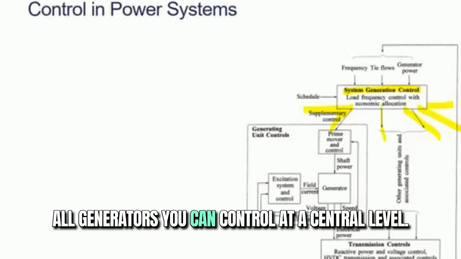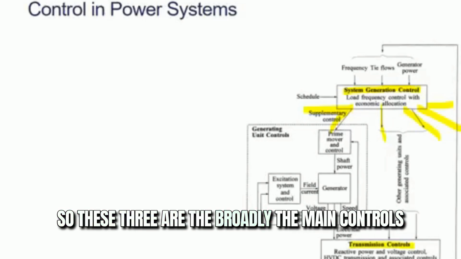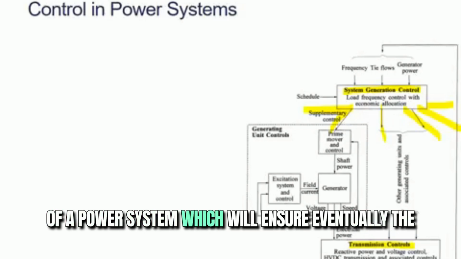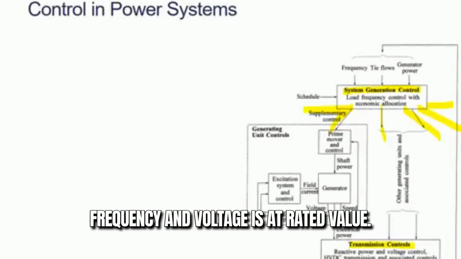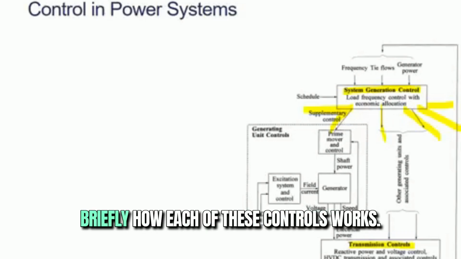All generators you can control at a central level, right? And also you have a few transmission controls. So these three are broadly the main controls of a power system, which will ensure eventually the frequency and voltage are at rated value. So for this, let us see quickly and briefly how each of these controls works.